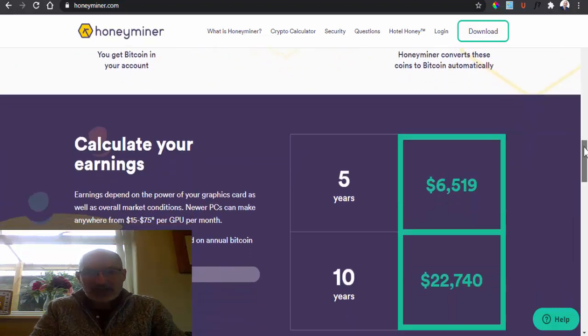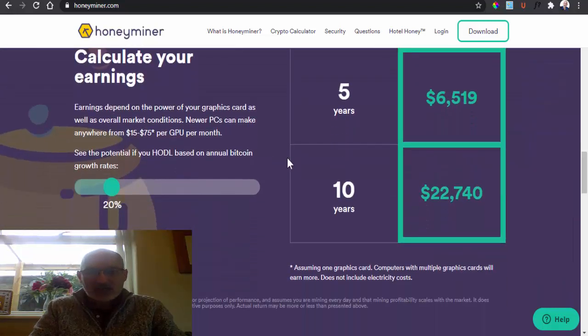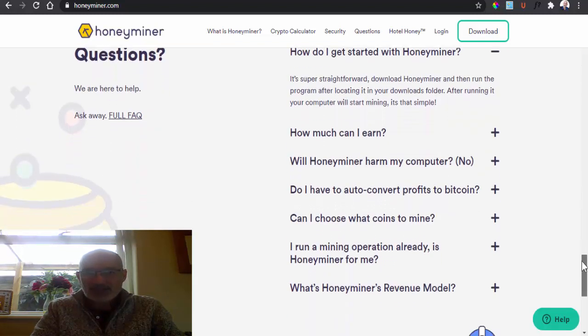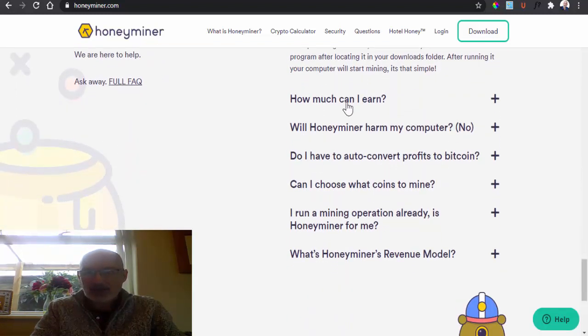Now they have got a calculator here as well, which will give you an insight. You can play around with this, but remember, it doesn't take into consideration your electricity. And as you can see here, the more graphics cards you've got, the more you're going to be able to earn, because it runs a lot on the graphics cards. There are many questions down here. How much will I earn? Will Honeyminer harm my computer? Etc. So go through these again.